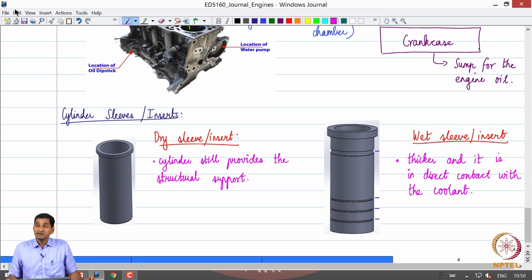Okay, so I think maybe I will stop here for today, and we will continue tomorrow. We will look at the other components of the engine, and then we will go and learn about engine operation.